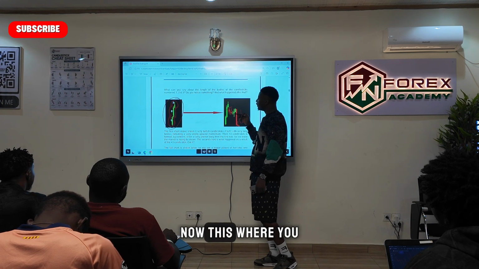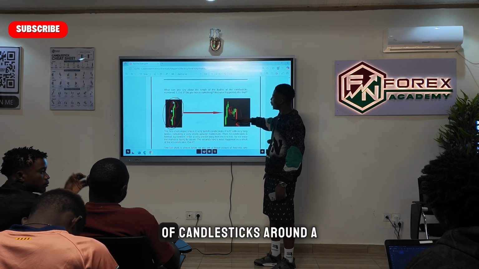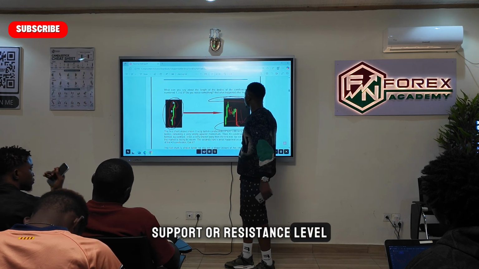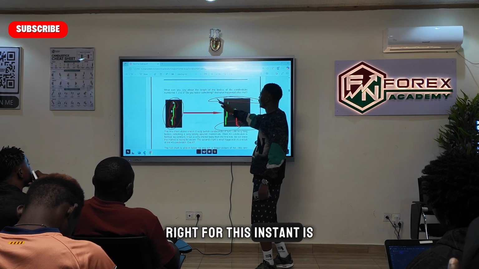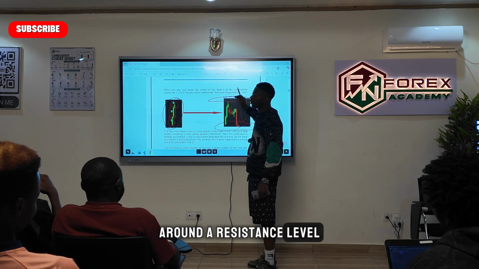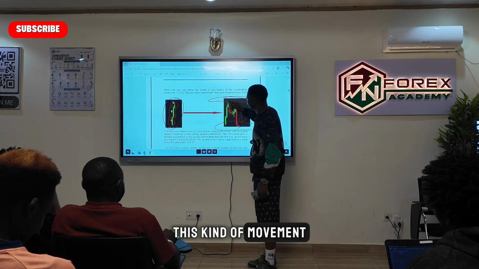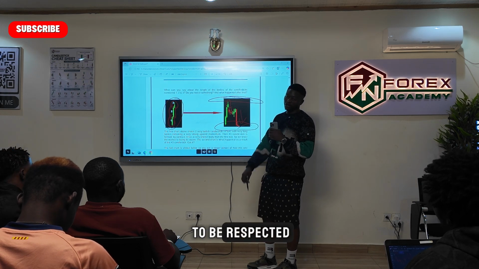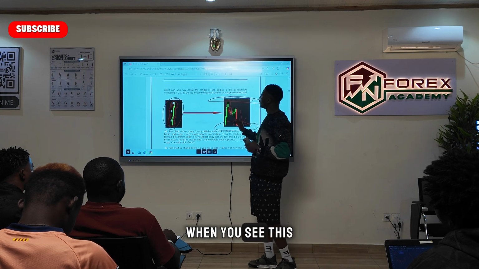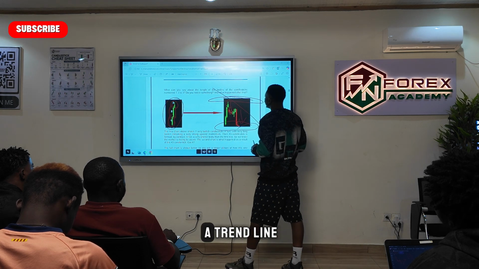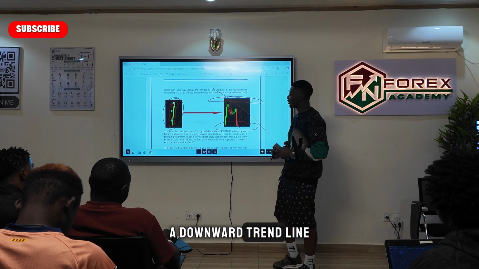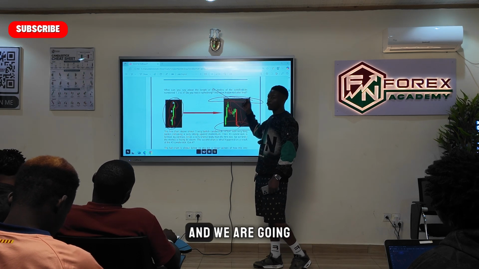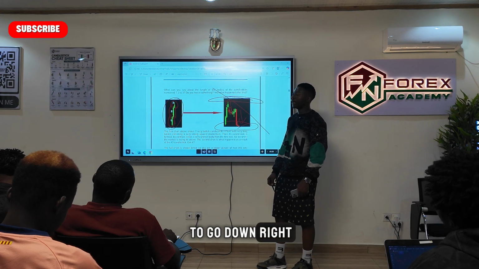Now, when you see this kind of candlesticks around a support or resistance level, for this instance, it's around a resistance level. When you see this kind of movement around a resistance level, that's your confirmation that that level is going to be respected and we are going to go down. When you see this kind of movement on a downward trend line, that's a confirmation that the market is rejecting this trend line and we are going to go down, right?